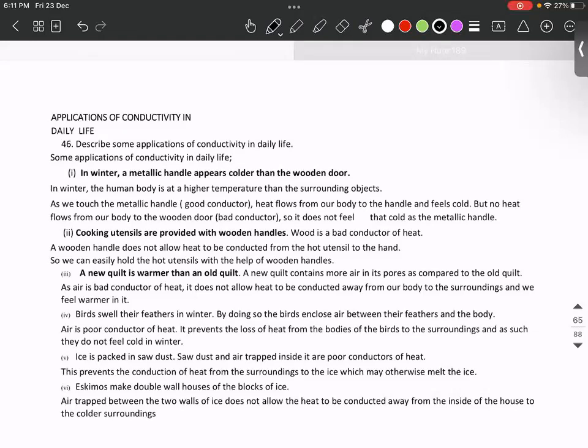See some real-time examples of thermal conductivity. One is that in winter, a metallic handle appears colder than a wooden one because of the thermal conductivity. Second is that cooking utensils are provided with wooden handles. Yesterday we saw, right? Not a cooking utensil, but you would have seen we had an insulating rod at the end too, to avoid that conduction. Maybe if we had held it for some more time, we could have felt the heat.